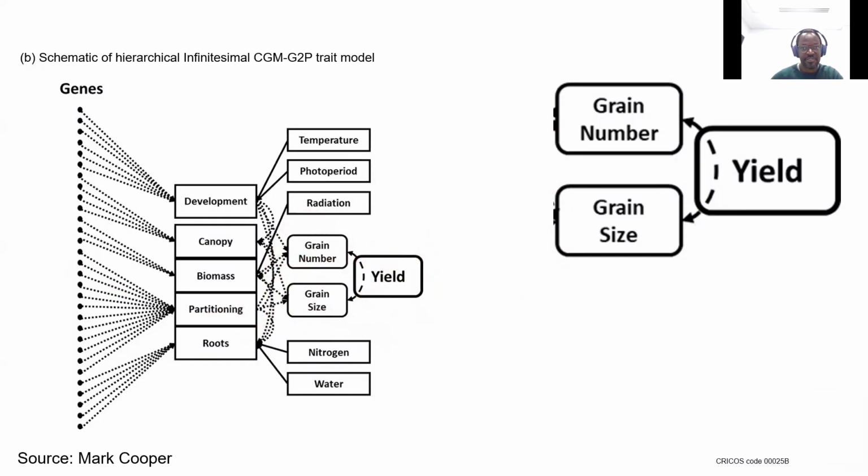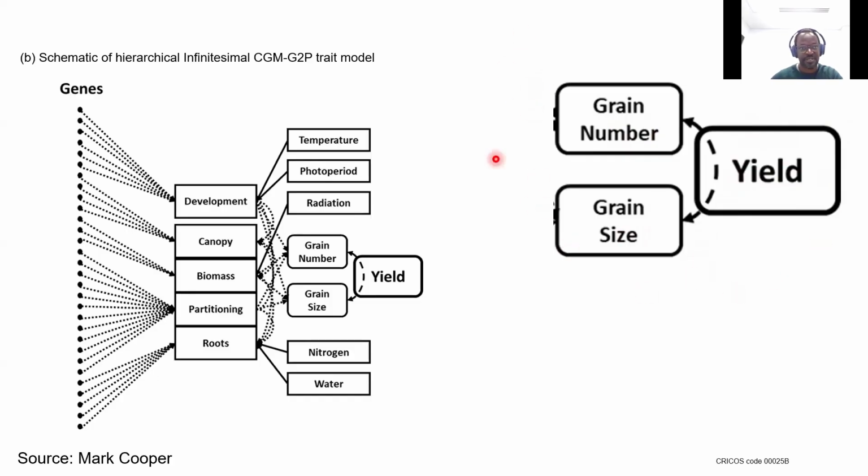And I've bolded it here just to illustrate a very simple way, in that if we have a relationship between grain number and grain size, and if you multiply grain number by grain size, that gives you yield in many of the crops that we work with. And for sorghum, that is not any different.